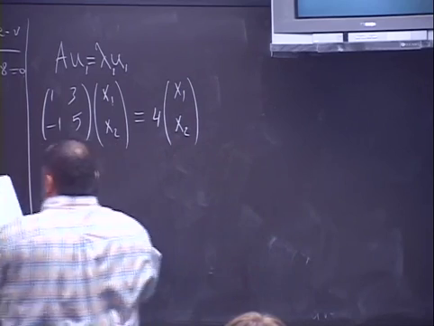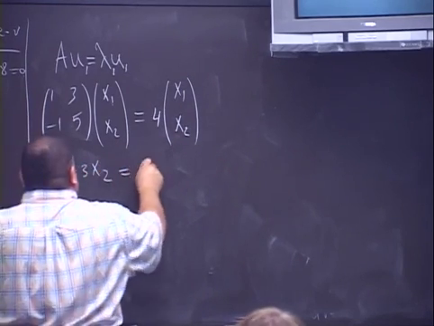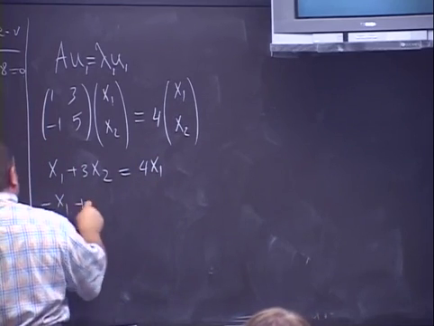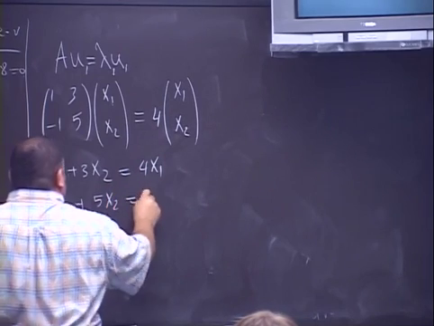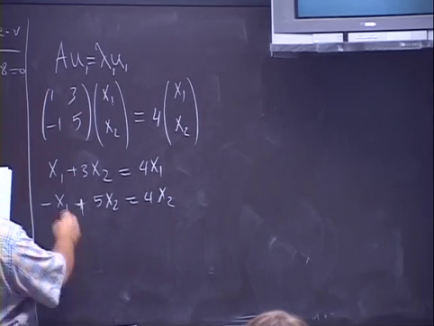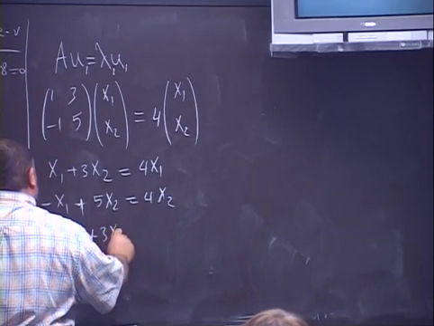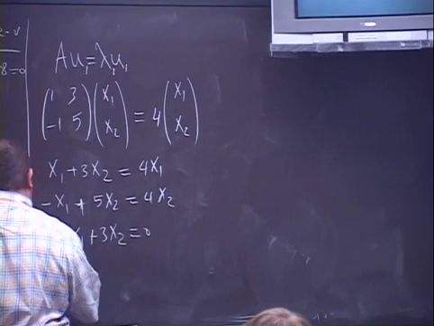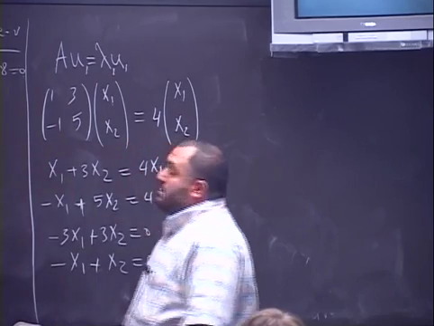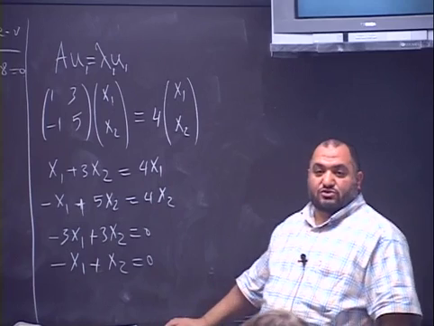So this will give us two equations: x1 plus 3x2 equal to 4x1, and the second equation is negative x1 plus 5x2 is equal to 4x2. If you got those equations, you can rewrite them as 3x1 minus 3x2 equal to 0 and negative x1 plus x2 equal to 0. Those are the two equations that you want to solve.